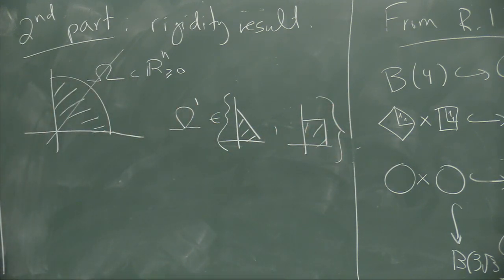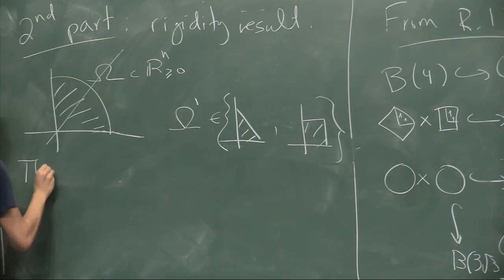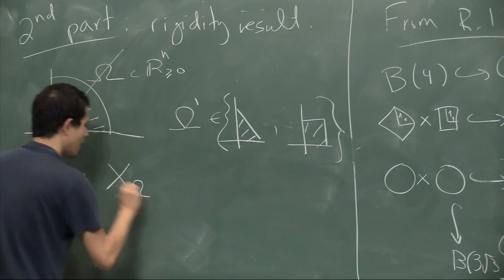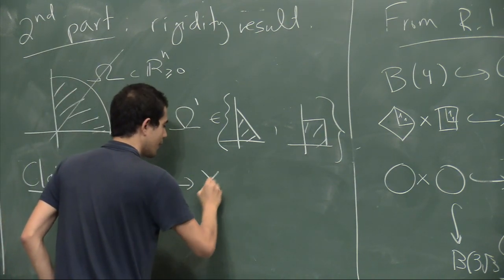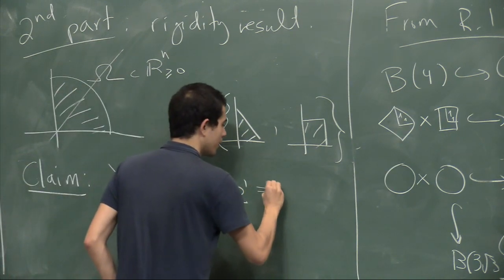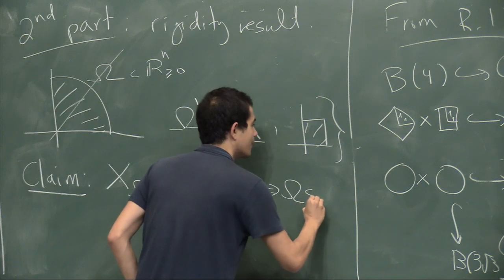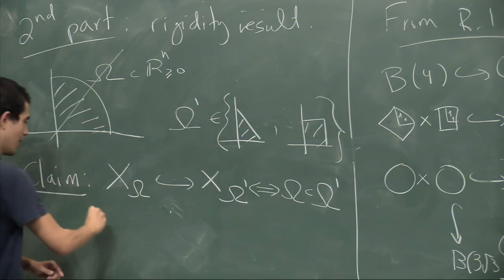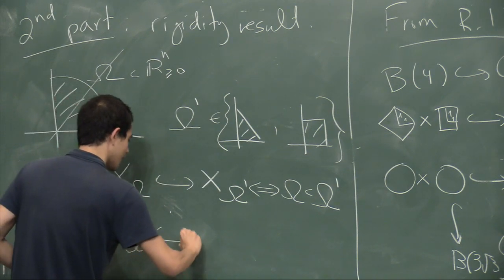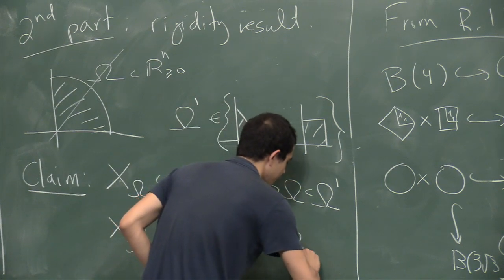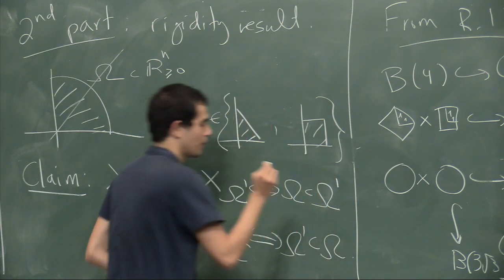So now I claim, the theorem, or the claim, is that the toric domain X_Ω embeds into X_Ω' if and only if Ω is contained in Ω'. And also the other way around. So X_Ω' embeds into X_Ω if and only if Ω' is contained in Ω.